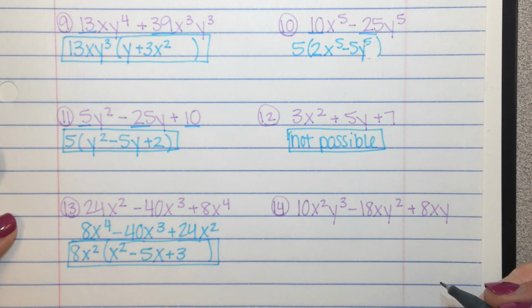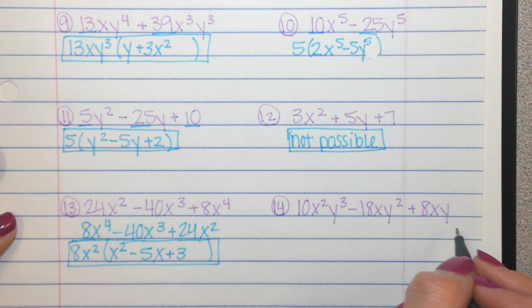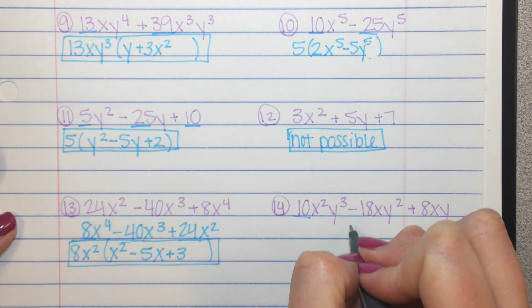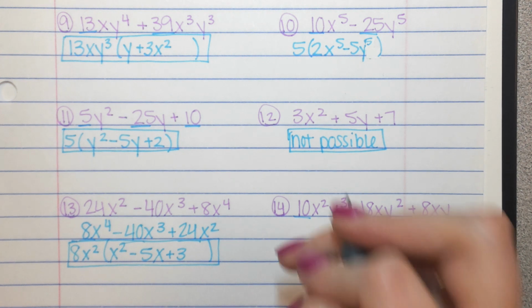Okay. Number 14, we have 10x squared y cubed minus 18xy squared plus 8xy. So we have 10, 18, and 8. So what number goes into all of those evenly? Or the biggest number that goes into all of them evenly? At first I want to say 8, but 8 doesn't go into 10 or 18. 4 doesn't go into 10 or 18 either. I know 5 goes into 10, but not the others. 3 goes into 18, but not the others. They're all even, so 2. It looks like 2 is going to be my best bet there.